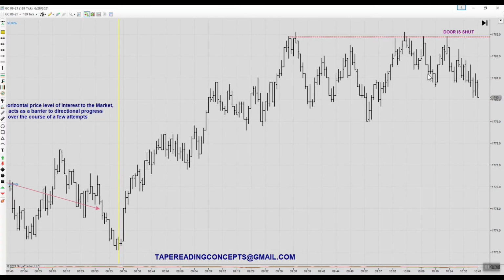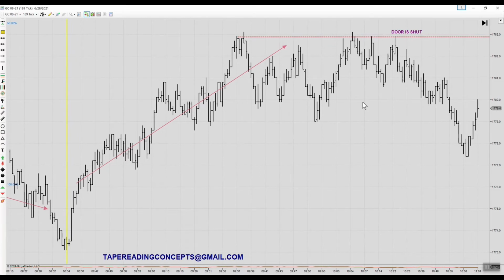It's a horizontal level of interest that is acting as a barrier within this upward progression of higher lows and higher highs. We get a reaction of significant size away from 1783, even to the point of breaking the last few lows here around 1779.